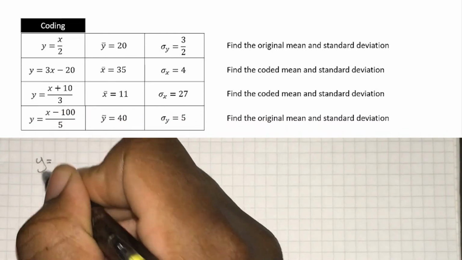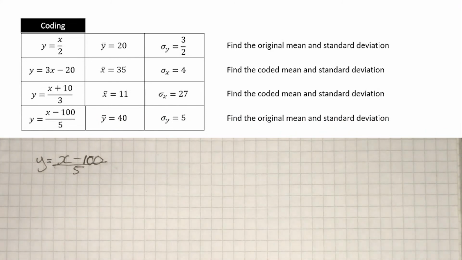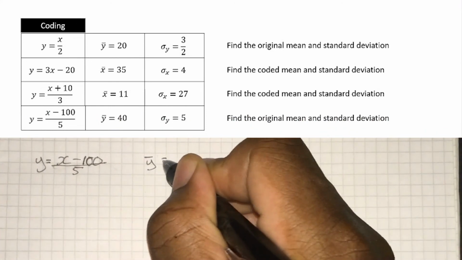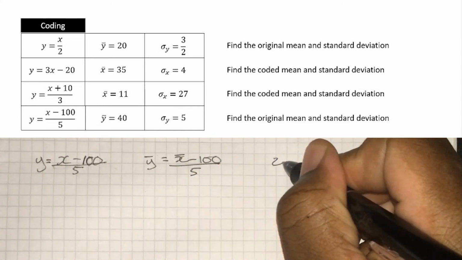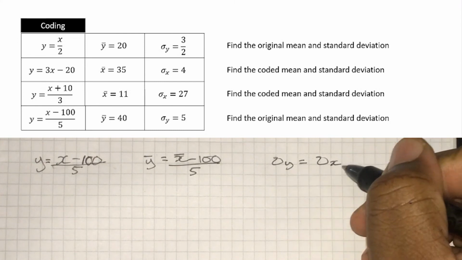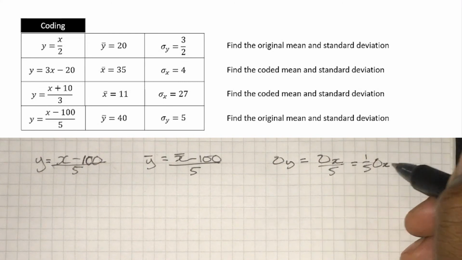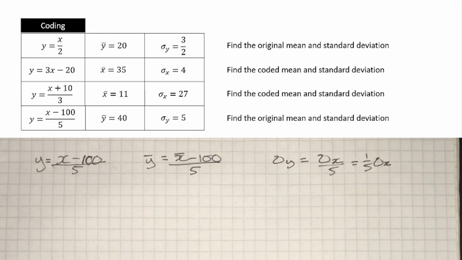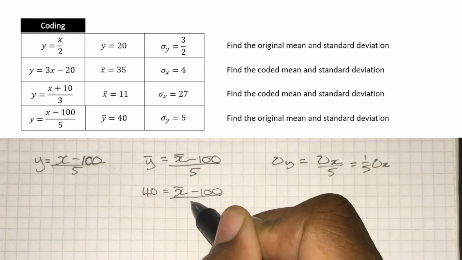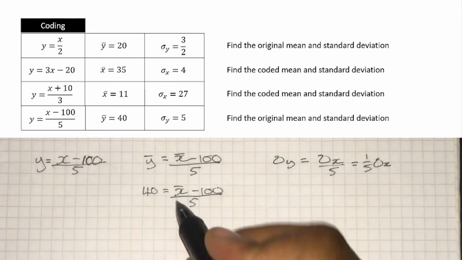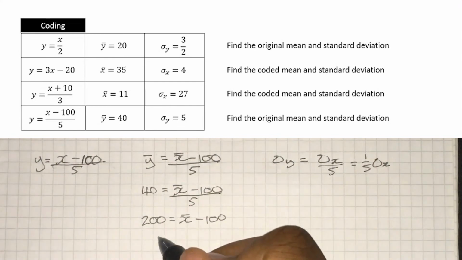And we'll just do one more here where we're uncoding, where we're trying to find the original values. So y bar equals x bar minus 100 over 5. Sigma y is going to equal sigma x over 5, or 1/5 of sigma x. Okay, we have the coded values to substitute in. So y bar is 40, and we're going to rearrange to make x bar the subject. So multiplying by 5, adding on 100, that gives us x bar equals 300.